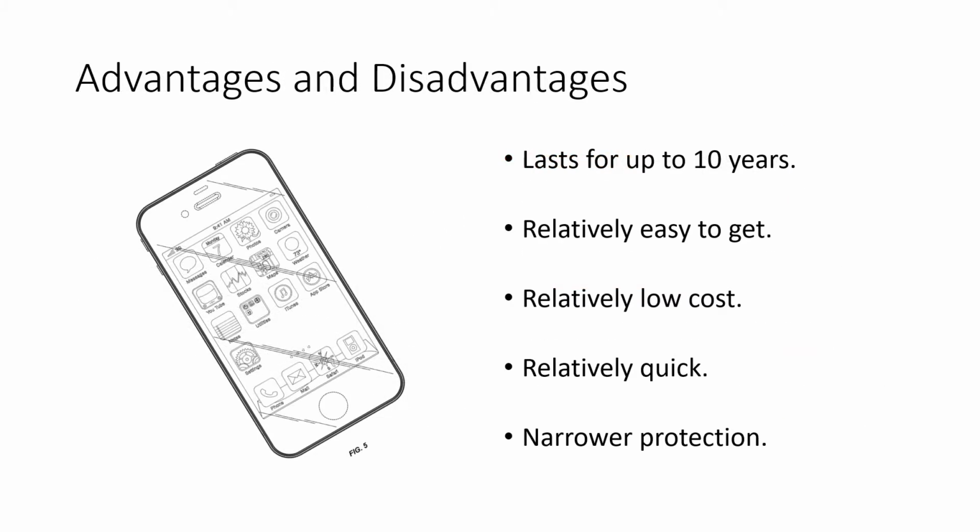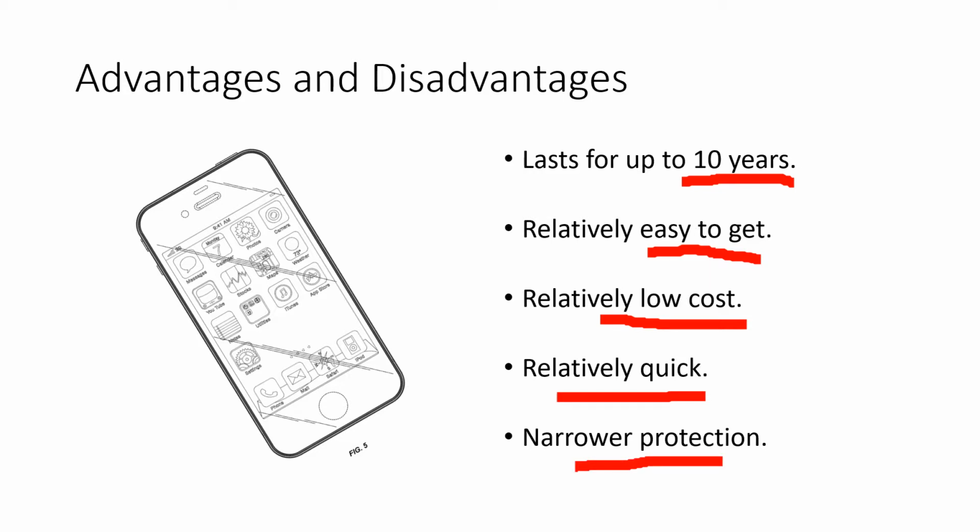Well, there's certain advantages and disadvantages to industrial design protection. Like I said, they're easy to get. The other thing too is they're relatively low cost. It also doesn't take a heck of a long time to process the application after it's been filed. Unfortunately, the kind of protection you're getting only lasts about 10 years. And also, unfortunately, the protection is relatively narrow.